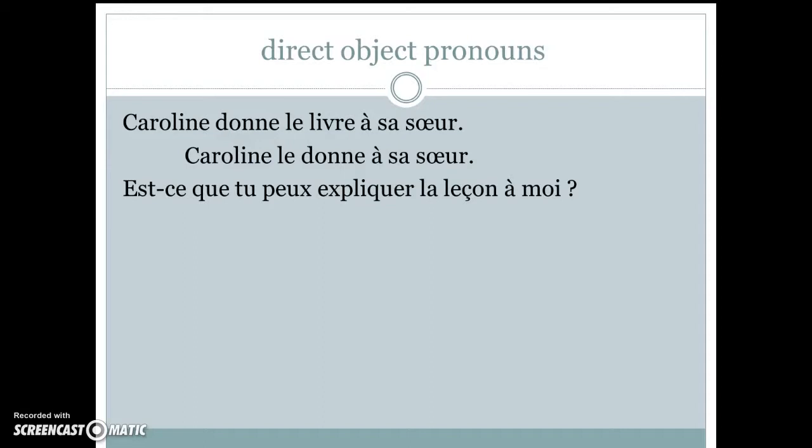And the second one is a little bit more natural way that we'd use it if it's a question and an answer. Est-ce que tu peux expliquer la leçon à moi? And so what is being explained? It's la leçon. And so if we give an answer back for this one, oui, je peux l'expliquer à toi. So the L apostrophe is la, the direct object pronoun, replacing la leçon.